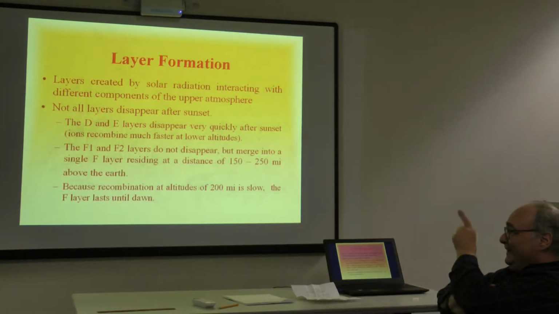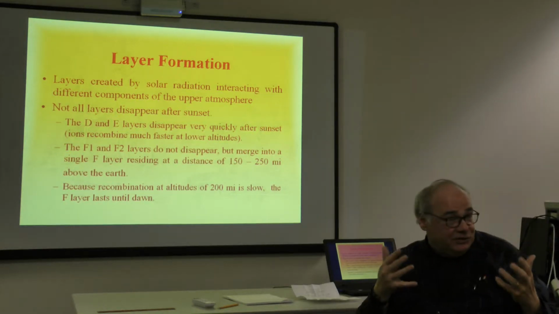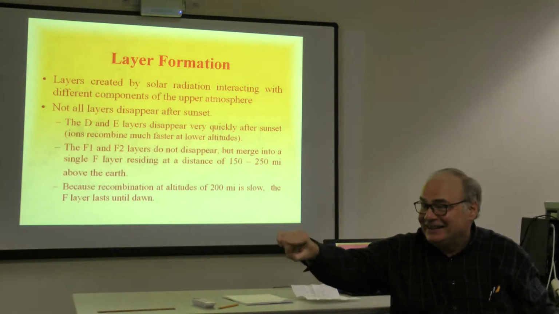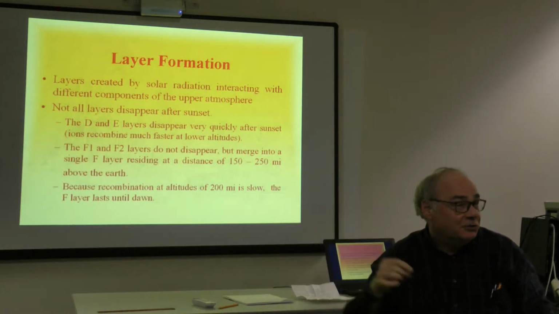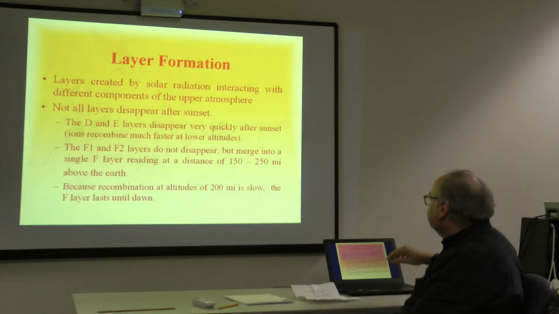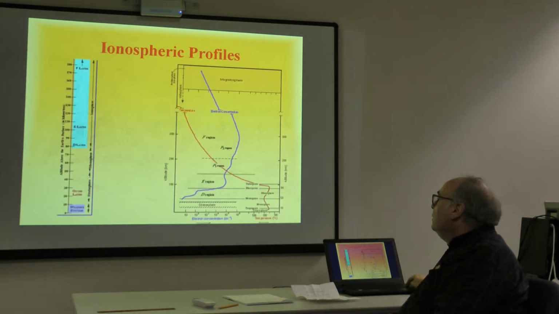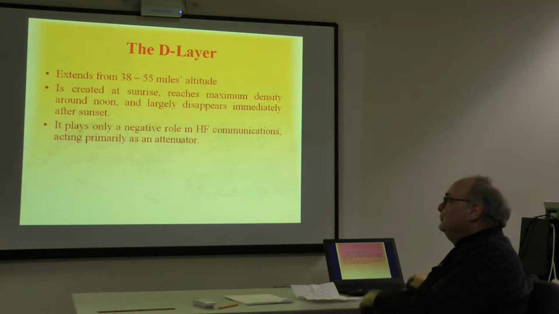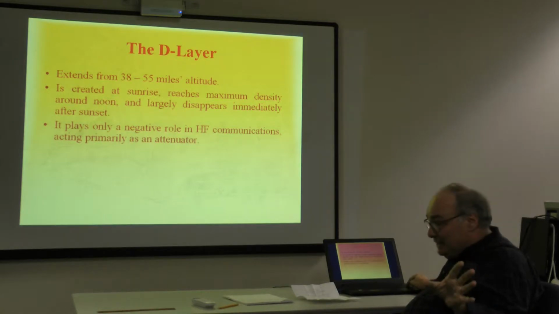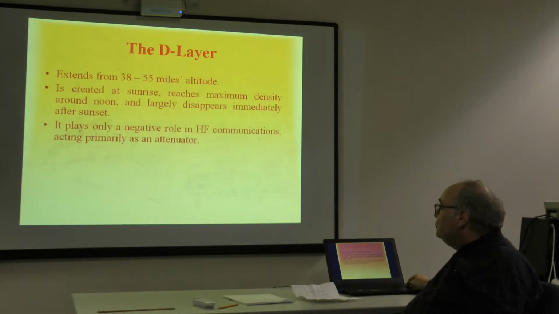The point is, the D layer gets in the way of your signal strength and absorbs signals, wanes near the end of the day, and disappears in conjunction with sunset. And that's what makes gray line DXing possible. D layer, again, 38 to 55 miles up. It starts being created at sunrise, and sunrise is another key period for gray line DXing strategies, and largely disappears immediately after sunset. It's not our friend.